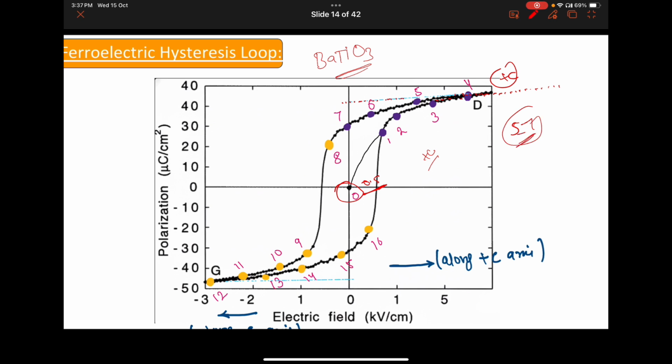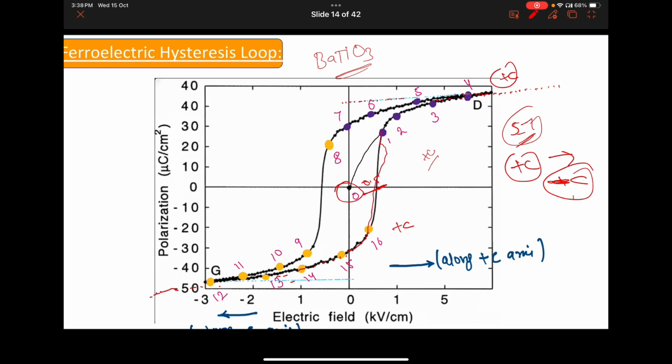Once it has come to point number 7, we are switching the electric field from plus C to minus C. So from point number 8, it has dropped to 9, then 10, 11, and 12. Again, it has hit saturation. If we turn off the electric field, it is going to remain polarized till here. And if we switch the electric field back into the plus C direction, it is again going to go to point number 1.